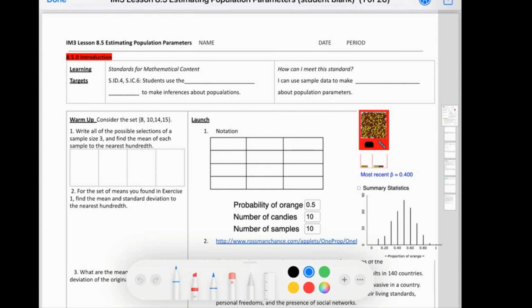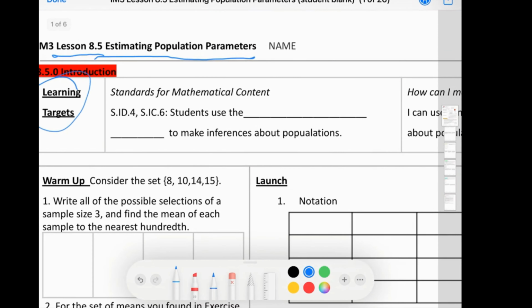Hey math lovers, let's go over lesson 8.5, estimating population parameters. What's our learning goal, our learning targets here? Our standard for mathematical content is: students use the sample data to make inferences about the population.